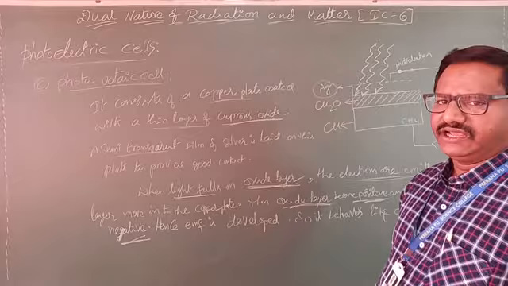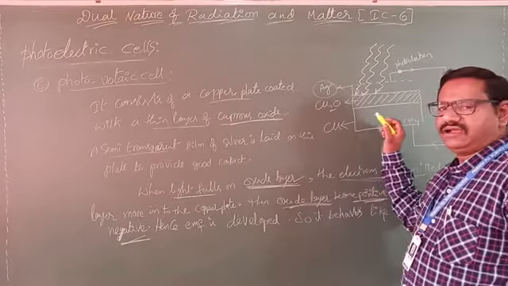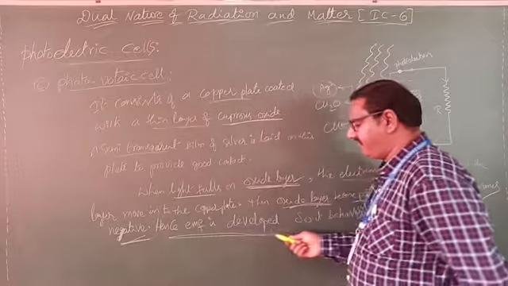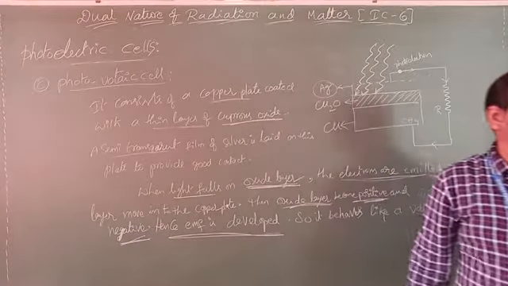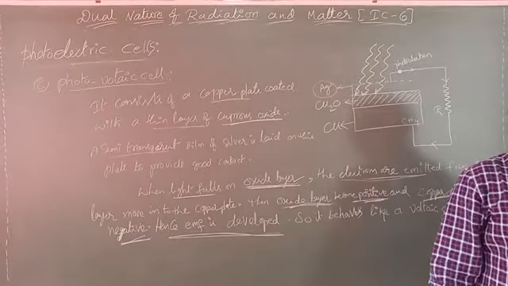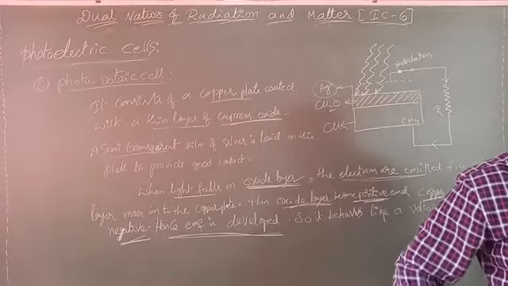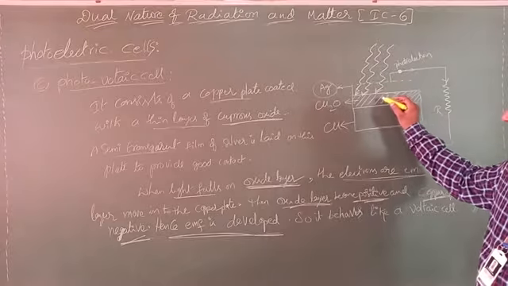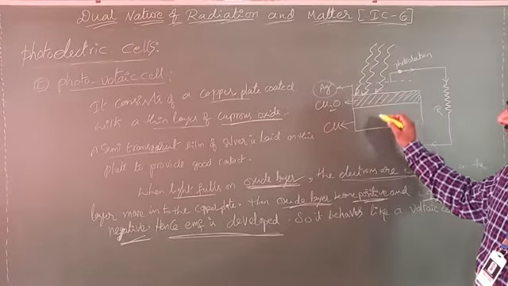That is the main advantage here. It can develop its own EMF. That is the main difference between the other cells and this one. Okay, this is a photovoltaic cell. In the photovoltaic cell, we have silver coating, cuprous oxide, and copper.